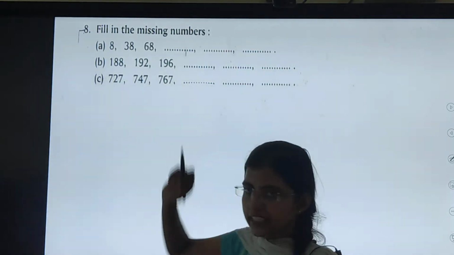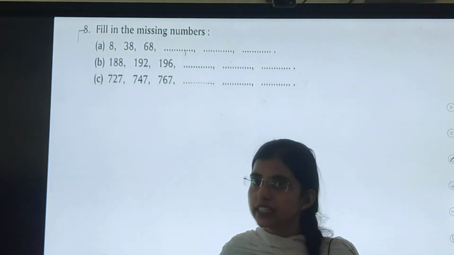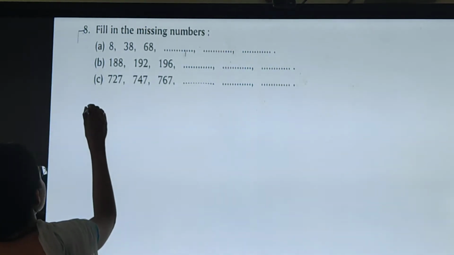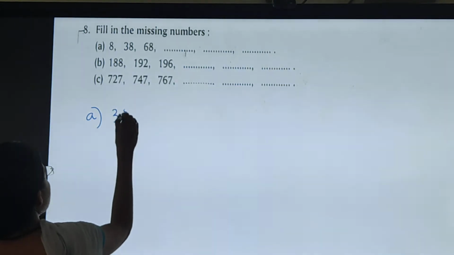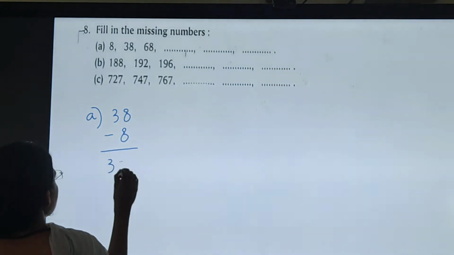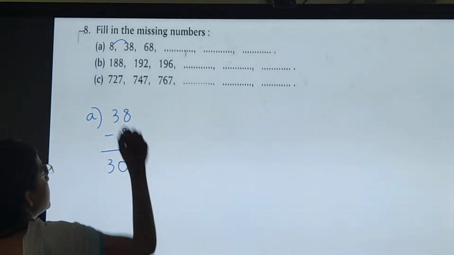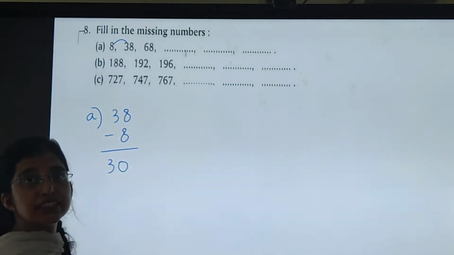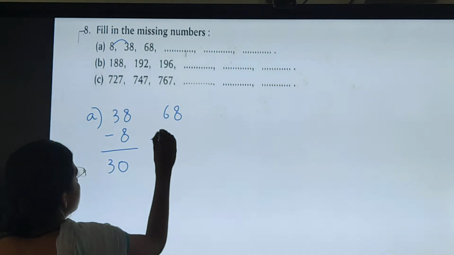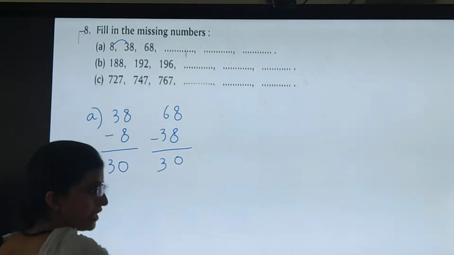See, what is the difference between 38 and 8? It is 30, right? If I minus, see we are solving A. 38 minus 8 gives 30. See, here the difference is 30 between 8 and 38. Then let's see again, 38 and 68. 68 minus 38, what comes? 30.